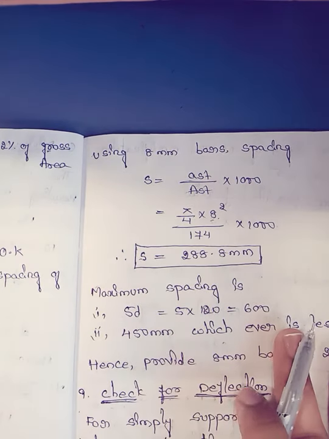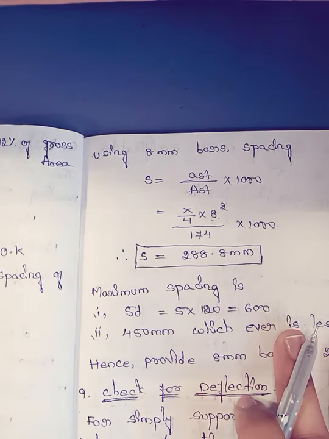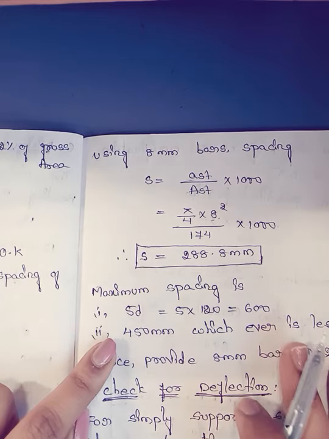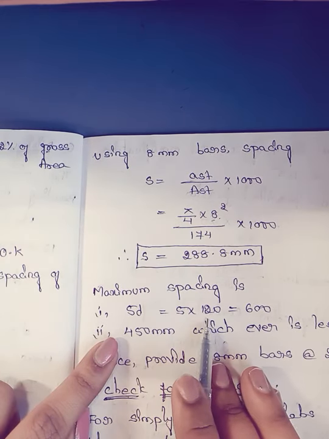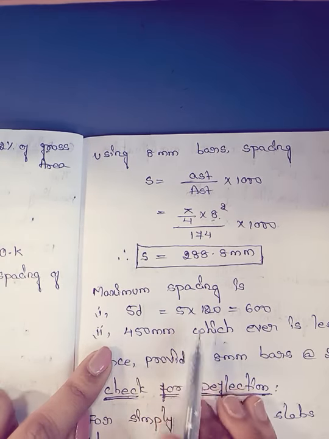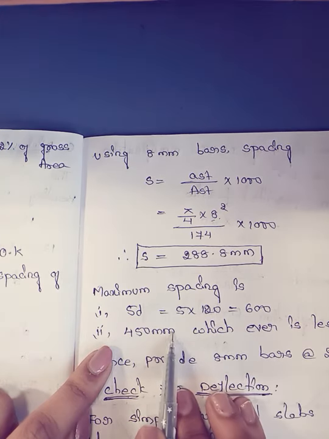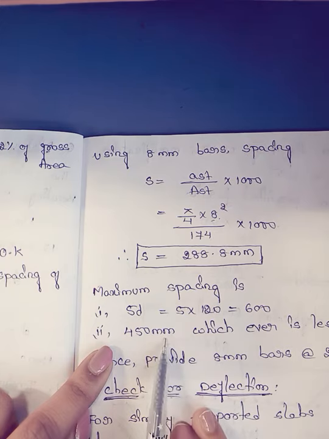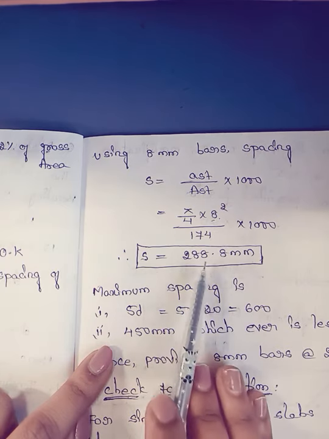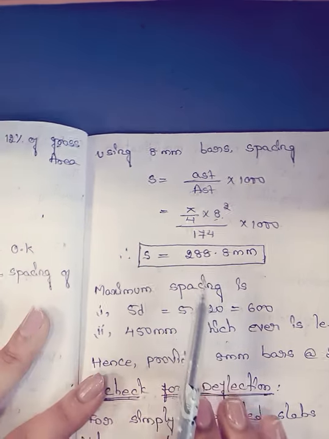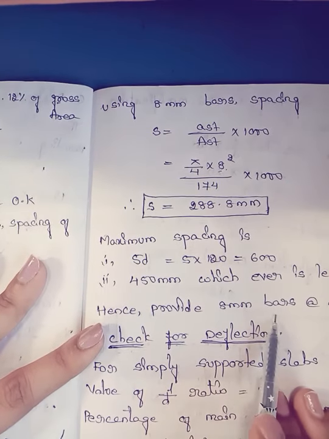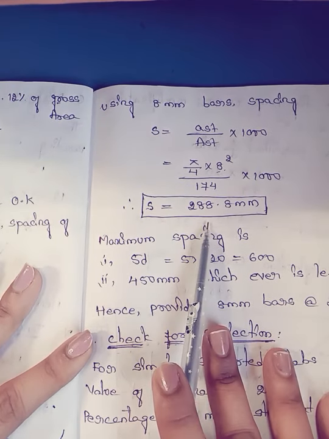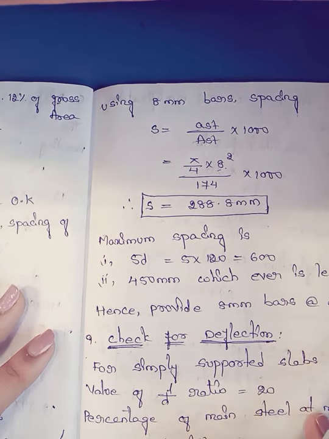Maximum spacing, as I have said, for distribution reinforcement is 5d and 450 mm. So 5 into 120 is 600, and 450. Whichever is least, 288.8 or 600 or 450. So it is obviously 288.8. So hence provide 8 mm bars at 280 mm center to center.